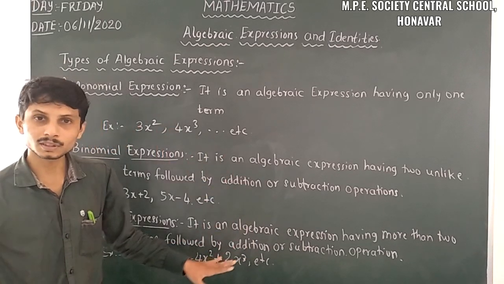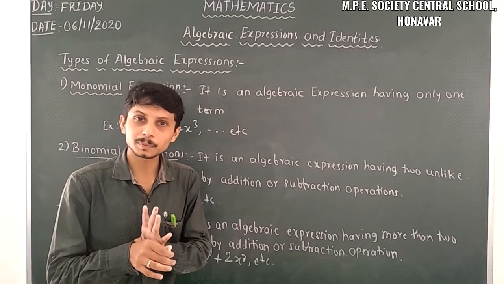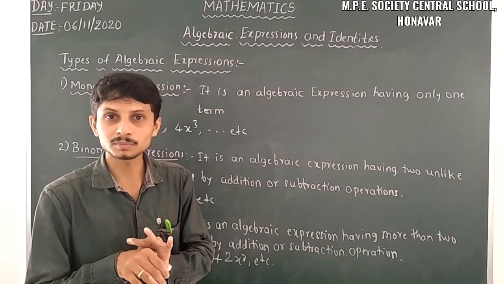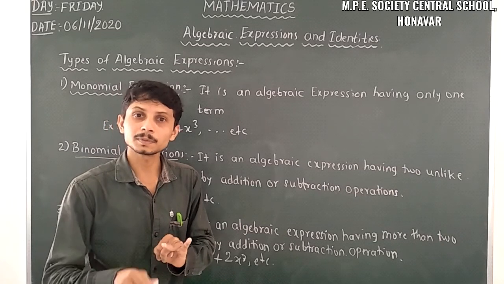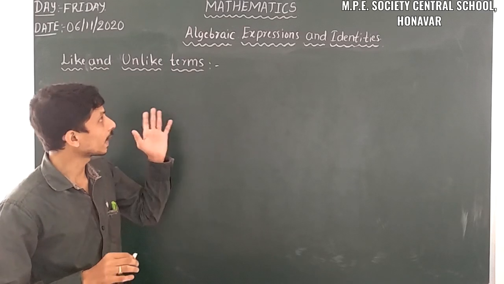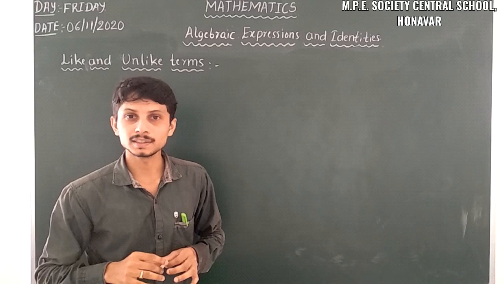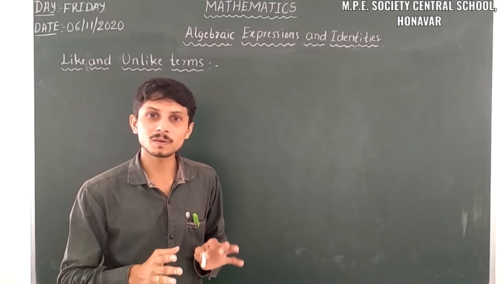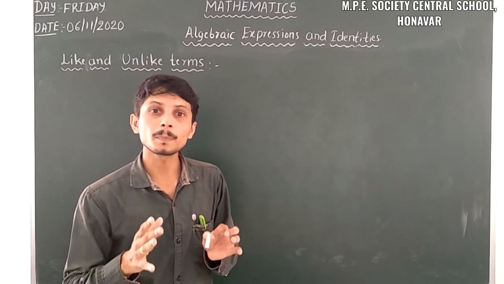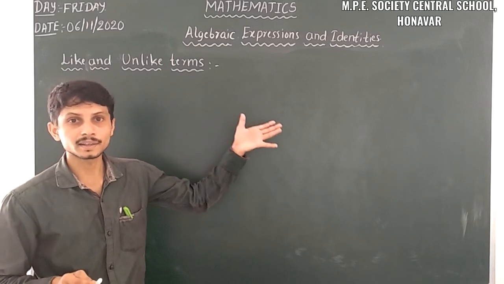So this is about the types of algebraic expression. The monomial expression has only one term, the binomial expression has only two terms, and the polynomial expression has more than two terms. Yes, so we have to discuss like and unlike terms. This is the major part of algebraic expressions, because without any idea of like and unlike terms we can't do the operations of algebraic expressions. So that's why we have to learn like and unlike terms.